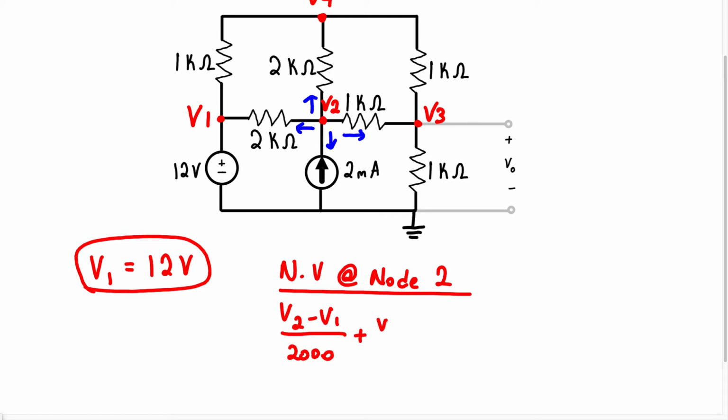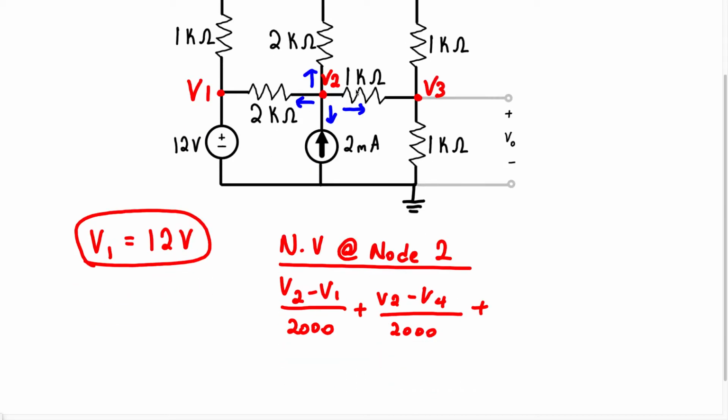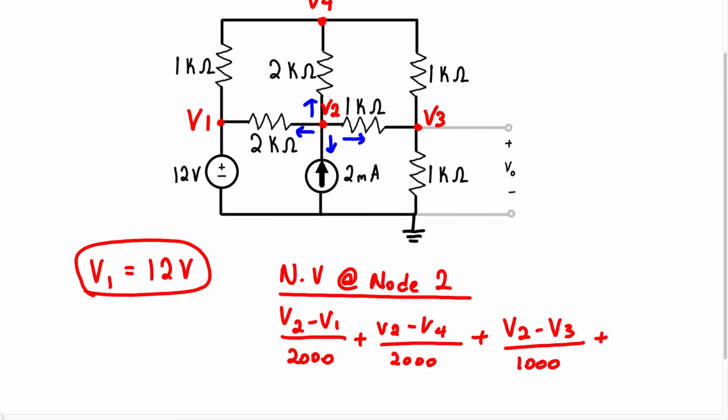plus V2 minus V4 over 2000 plus we have V2 minus V3 over 1000 plus, so we're going to have negative 2 times 10 to the negative 3, and all of that equals 0.